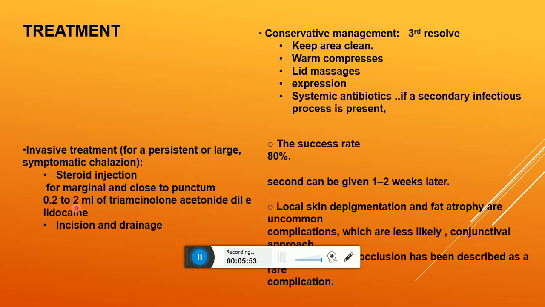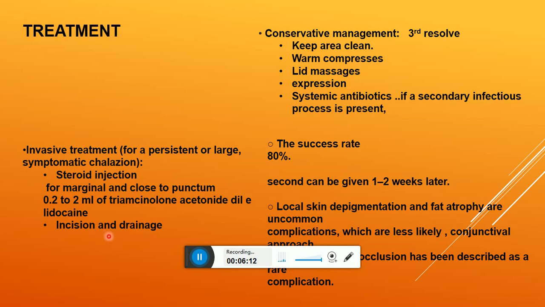Local skin depigmentation and fat atrophy can occur, but they are uncommon complications and they are less likely if a conjunctival approach is utilized. Retinal vascular occlusion is also described as a rare complication.